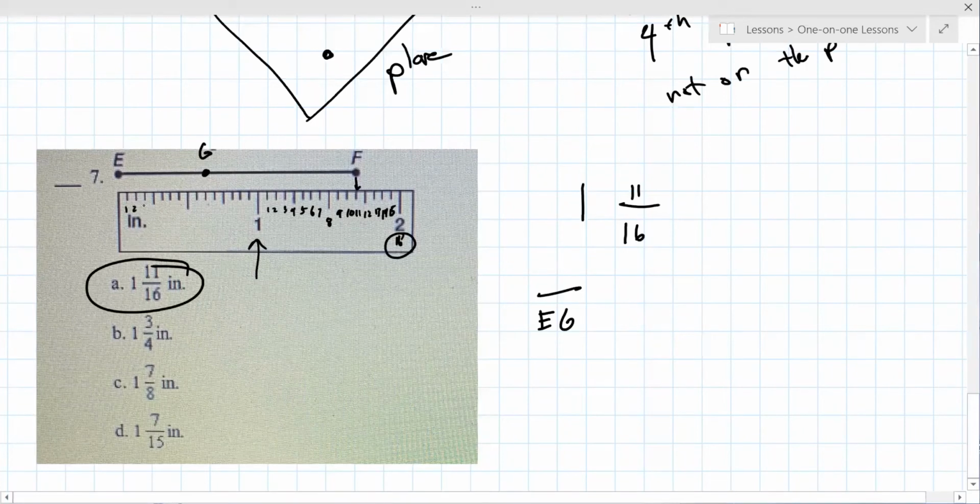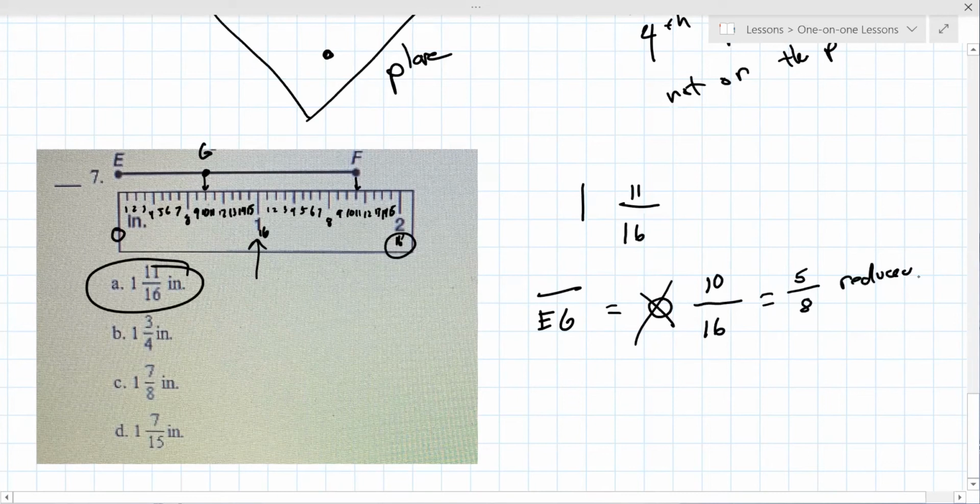It's like 1, 2, 3, 4, 5, 6, 7, 8, 9, 10, 11, 12, 13, 14, 15, and then 16. So there's no number that goes out in front. You could put a 0. They don't put these on rulers, but it's 0 right there. The number that goes in the bottom is 16. And then see how it touches at 10? Yes. So we wouldn't put the 0, but we would say 10 over 16, and that's 5 over 8 when it's reduced.